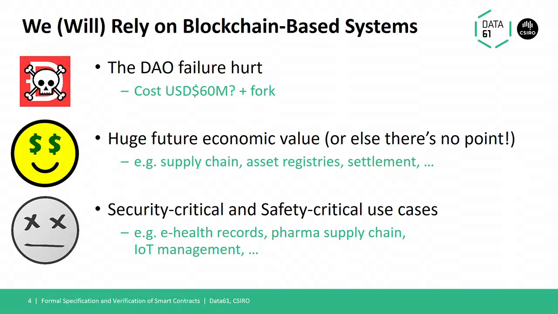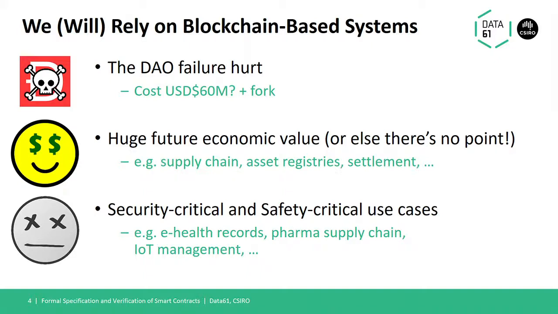So why is this important? Why do we care about trustworthy blockchain-based systems? We care about it because we're relying on these systems, or increasingly going to do that more and more. We've already seen with the DAO failure, when that failed, that hurt. The direct cost is debatable, but there was a large cost, and it also led to the fork, which was a bad thing.